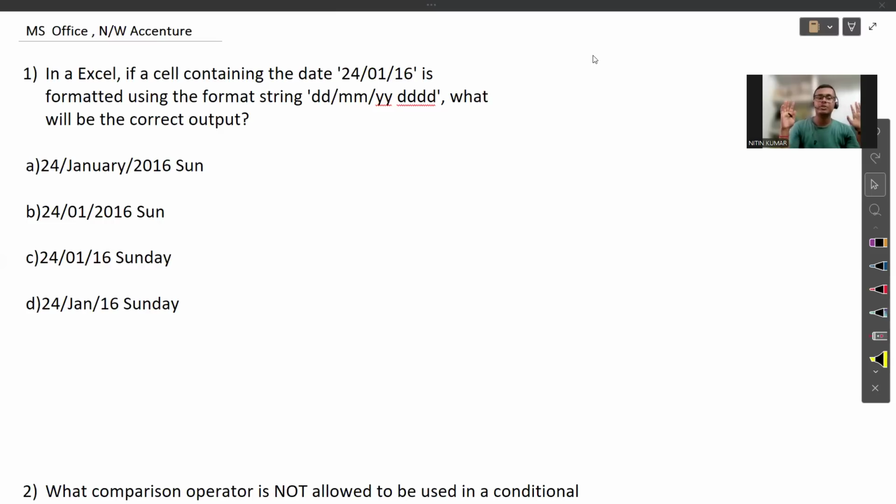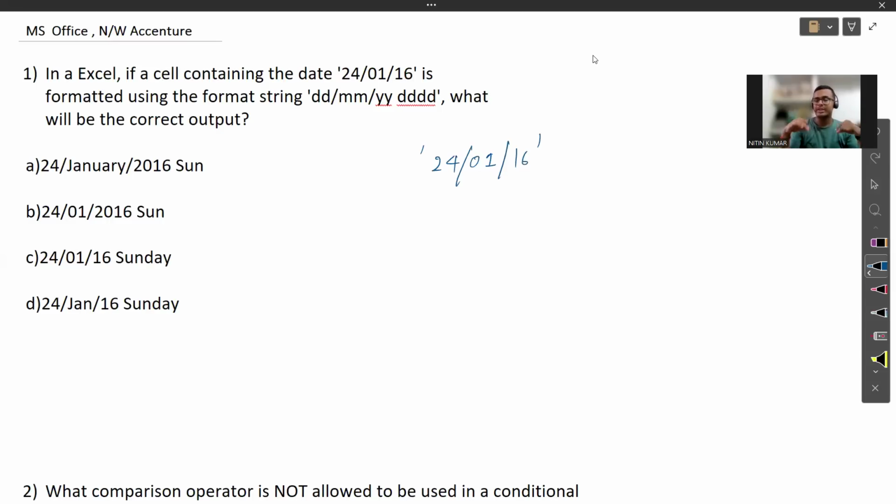You can see the question could be framed like this. It is actually an MS Excel question. The question says that in Excel, if a cell contains the date 24, 01, and 16, and is formatted using the format string. In an Excel cell we can also mark the date like this.